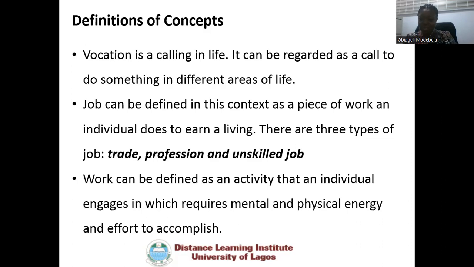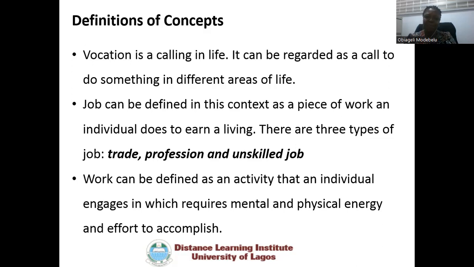Then we have unskilled job. For an unskilled job, you don't need to go to any apprenticeship. You don't need to go to any university or college of education or polytechnic. Take, for instance, a cleaner. A cleaner doesn't require any certificate. He or she must have learned how to sweep and clean as a child. So he can be employed anywhere as a cleaner.